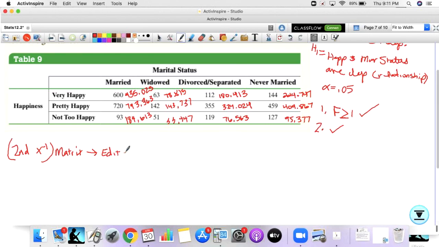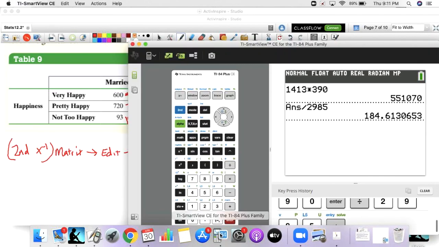Once you've gone into edit, you have to say the dimensions, and they always do how many rows and how many columns. So you're going to make sure to type in row amount by column amount. After you've done that, you're just going to fill in your entire table, and what you're entering is your observed data. Okay. So we'll go through those keystrokes right now so you can see them.